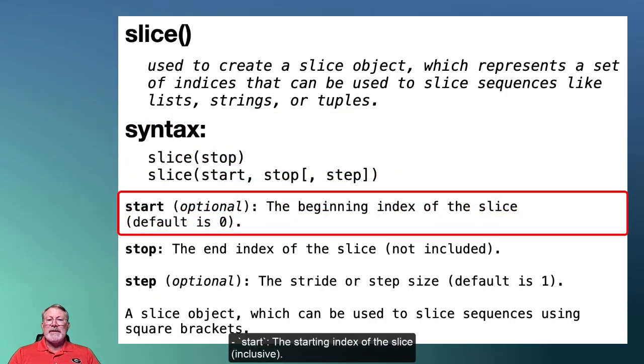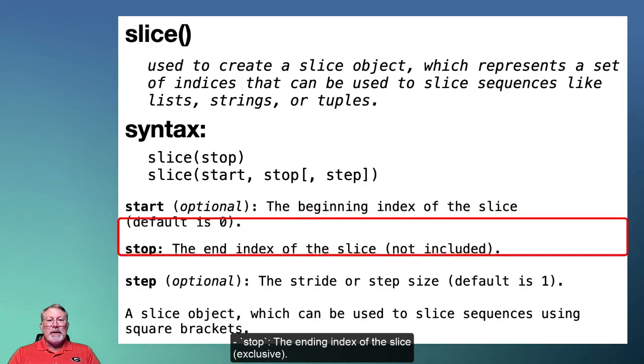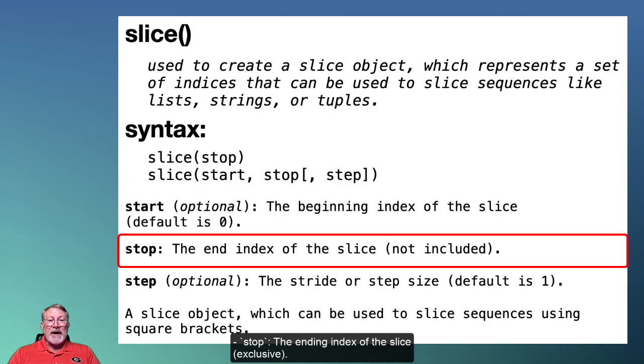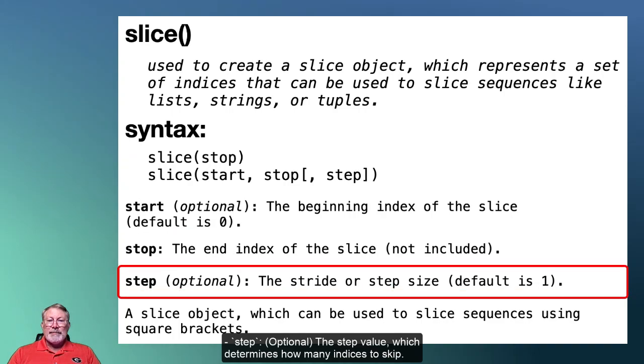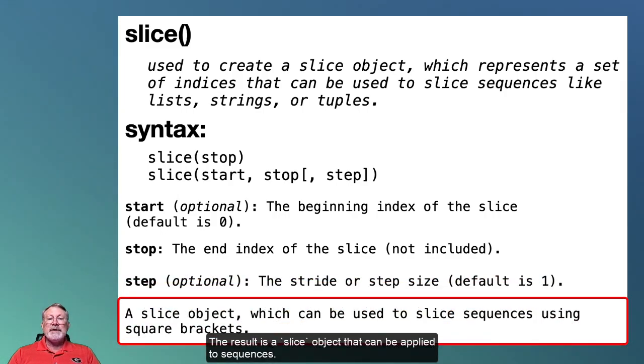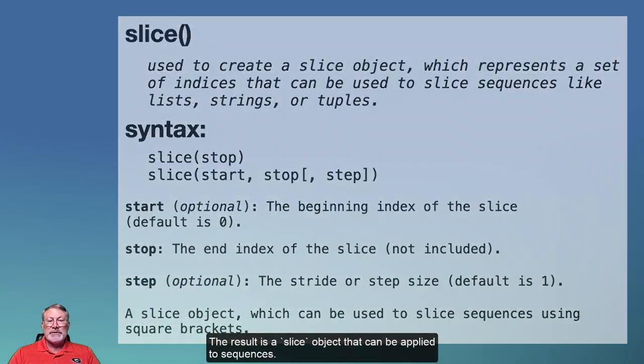Start specifies the starting index of the slice, and it's inclusive. Stop specifies the ending index of the slice, and it's exclusive. And the optional step value determines how many indices to skip. The result is a slice object that can be applied to sequences.